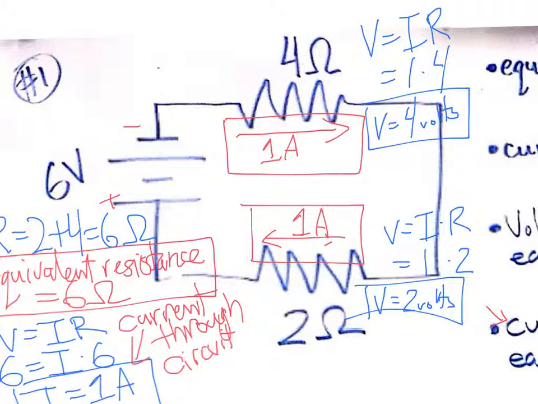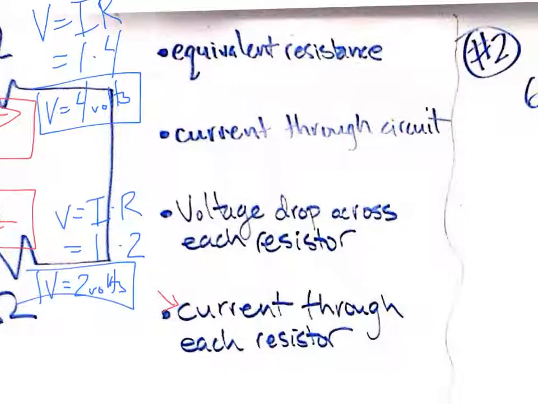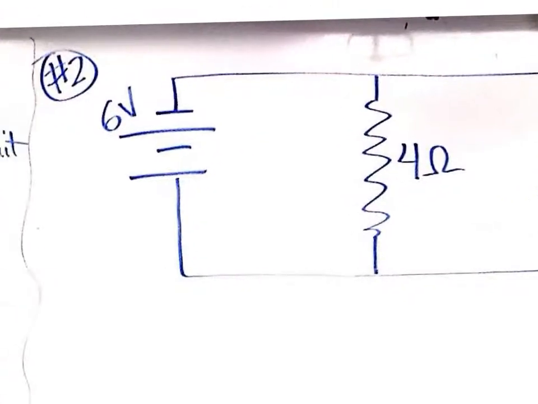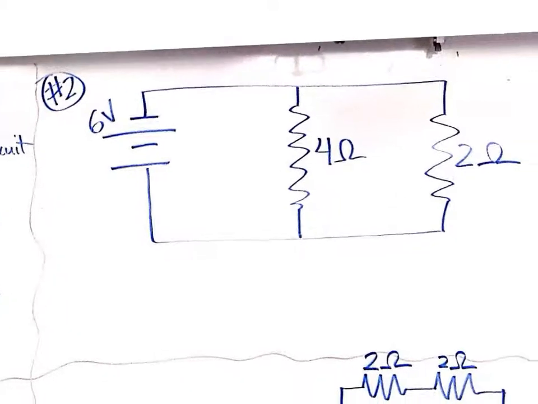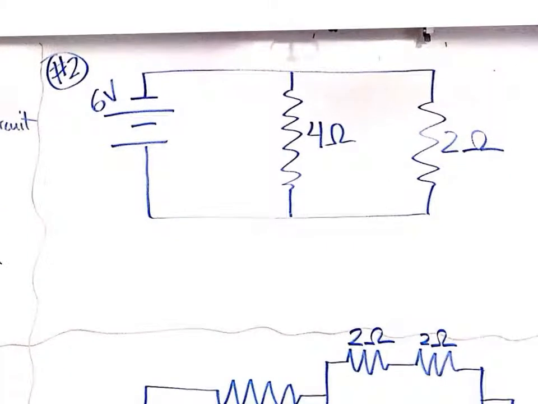Let's move on. Number 2 looks like this. So we have a 6-volt battery connected to a 4 ohm and a 2 ohm resistor in parallel. Parallel meaning the current can flow through this one or through this one to get back to the battery. Not both, one or the other.